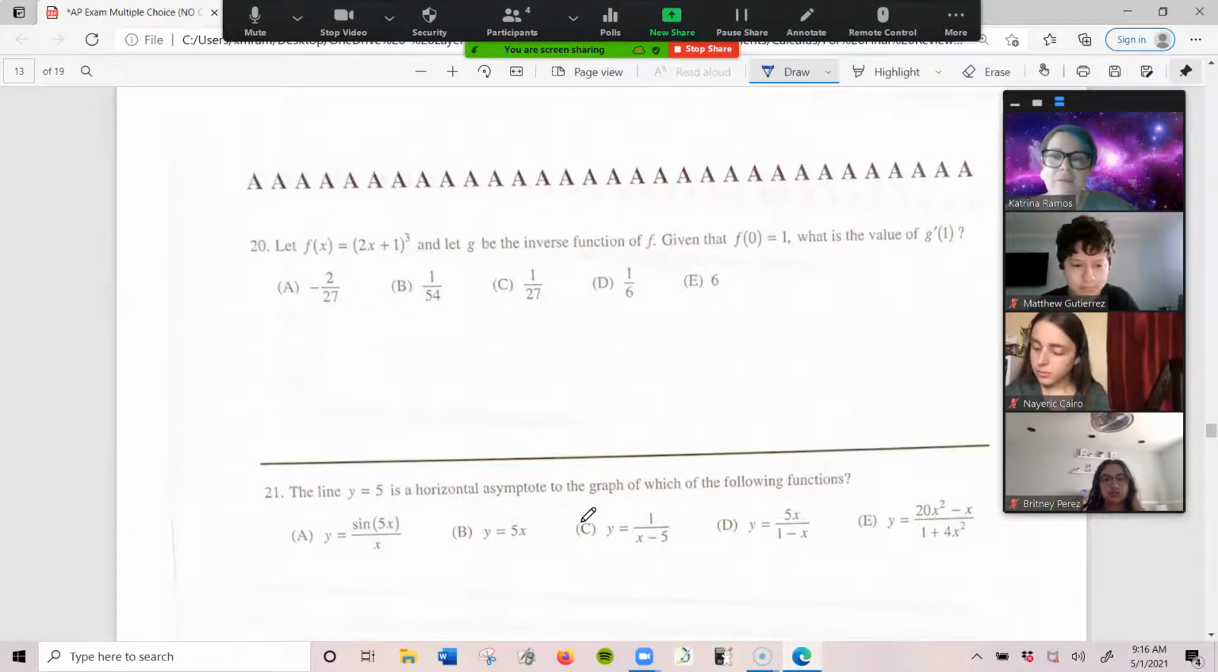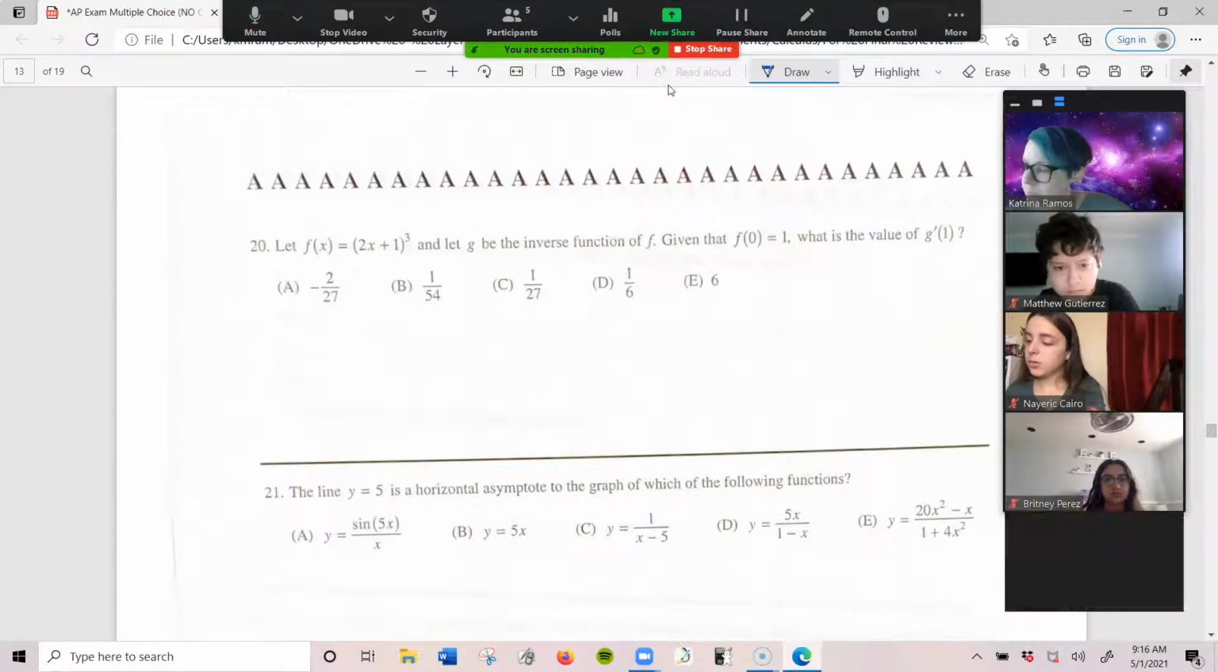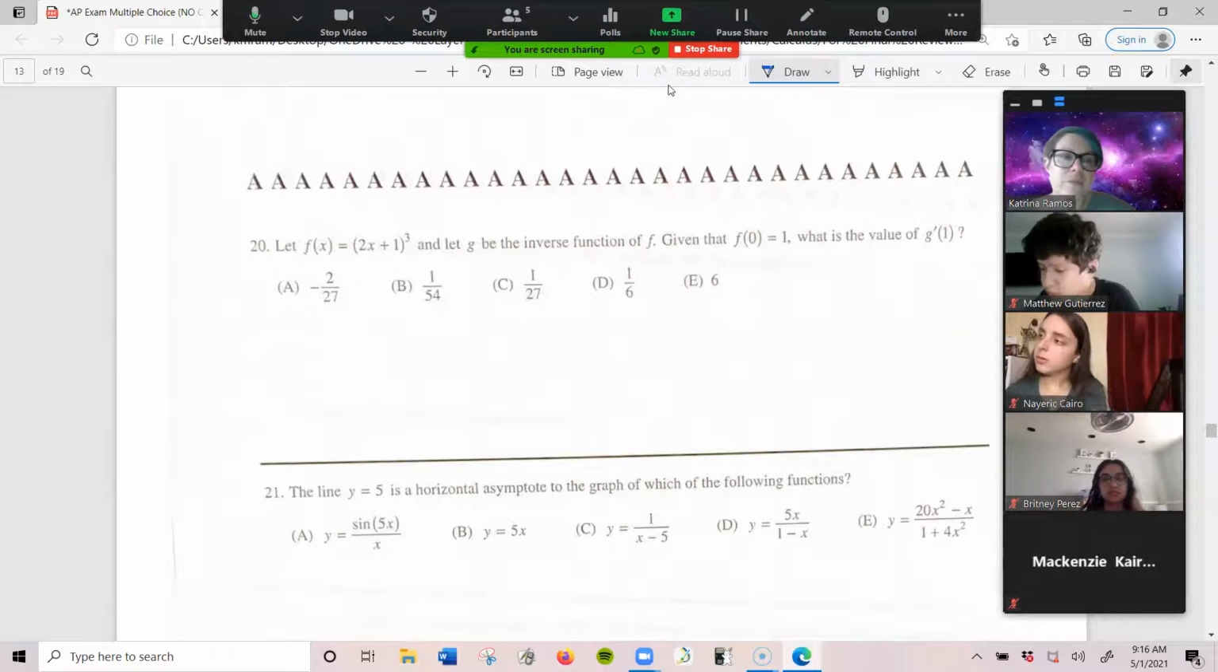Okay. Let f of x equal (2x plus 1) to the third, and let g be the inverse of f. Given that f of 0 is equal to 1, what is the value of g prime of 1? All right, so we're going to need to remember how to find the derivative of inverse functions. Okay, so g prime of 1 is going to equal 1 over f prime of 0. And I'll explain this now.